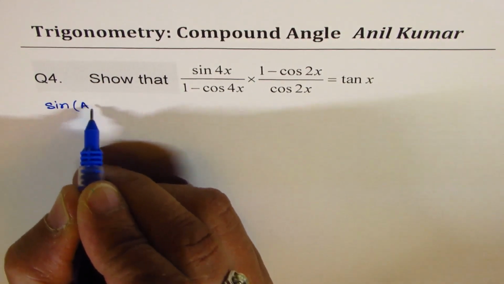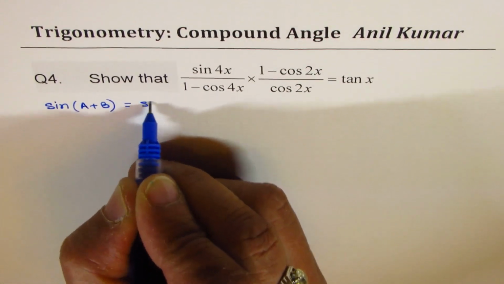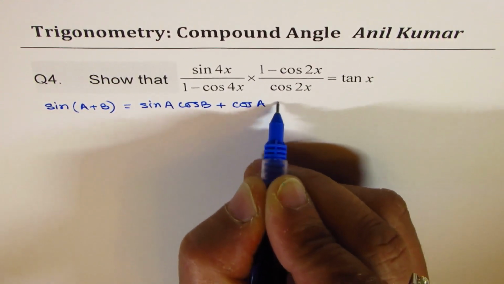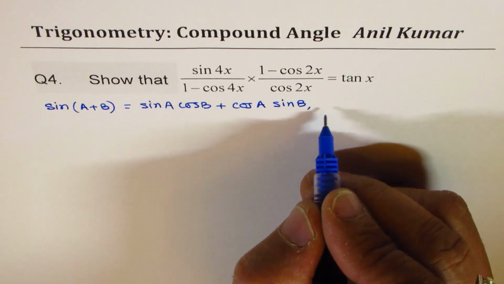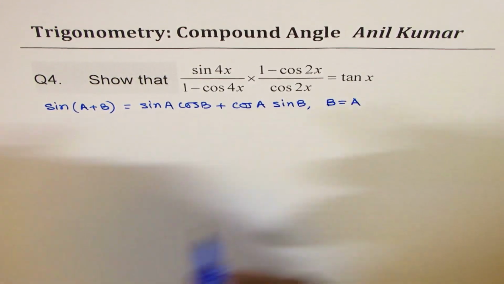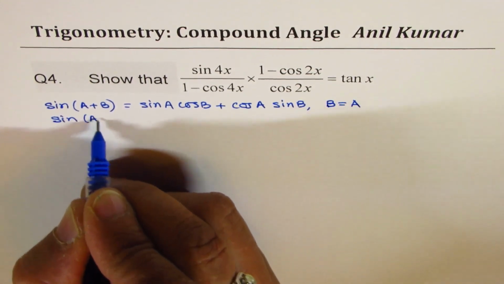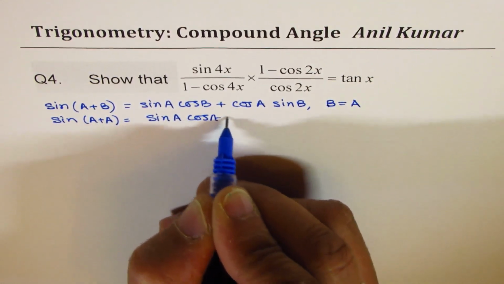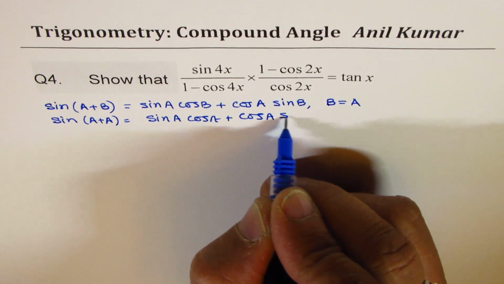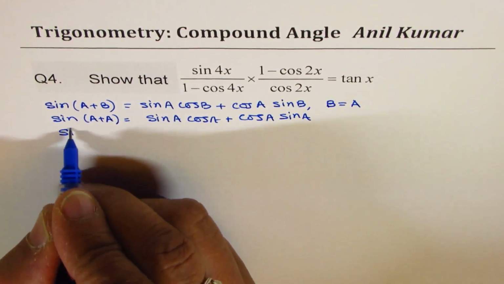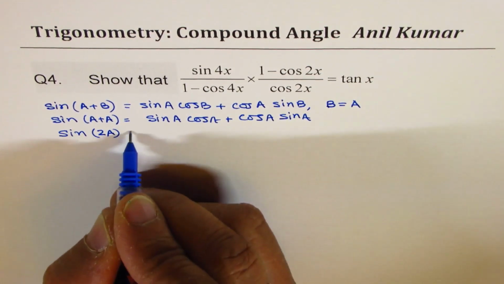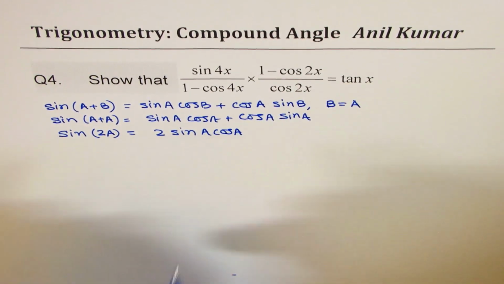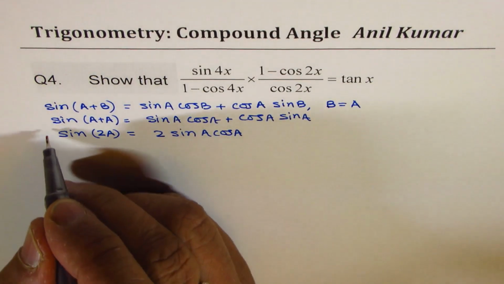So we know sine (a plus b) is equal to sine a cos b plus cos a sine b, correct? Now if I substitute b as equal to a, we get sine (a plus a) equals sine a cos a plus cos a sine a, or sine of 2a is equal to twice sine a cos a. Now this is the double angle formula for sine.